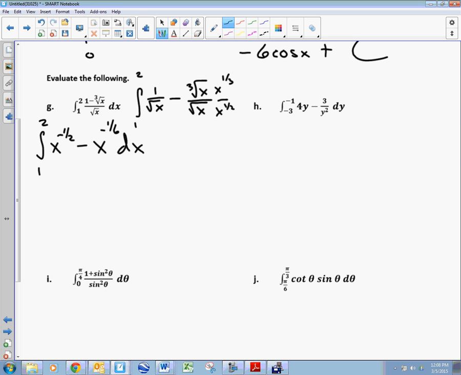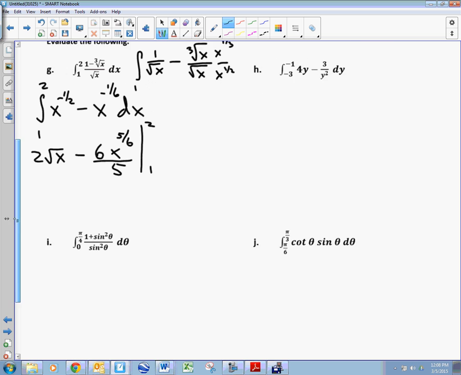Exponents. All right. So I take the antiderivative. What's the antiderivative of x to the negative 1/2? X to the 1/2 over 1/2, or multiplied by 2. So 2 roots of x. What is the antiderivative of x to the negative 1/6? X to the 5/6 divided by 5/6, or times 6/5. Hopefully you've gotten used to that. Then I evaluate that from 1 to 2, or at 2 and 1.